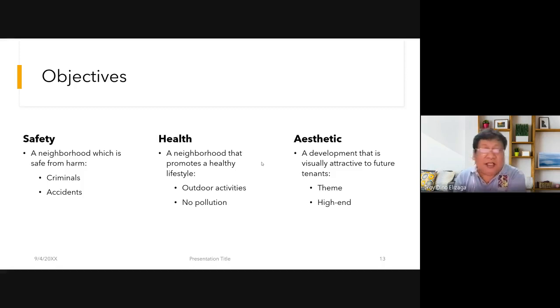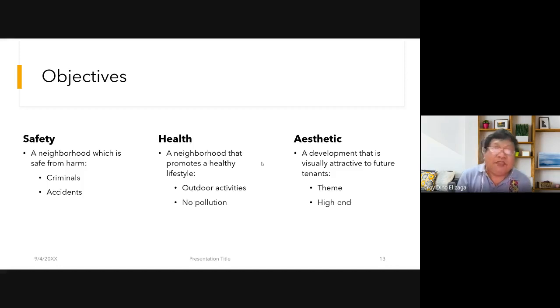So basically, this is how I'm going to grade your design for the finals, for the final submission: whether what you design creates a neighborhood which is safe from harm, a neighborhood that promotes a healthy lifestyle, and it is also a development that is visually attractive to future tenants.